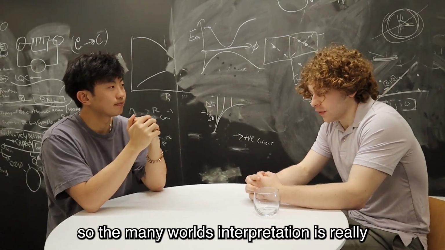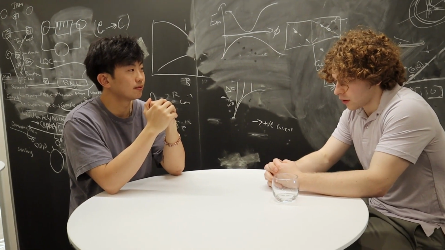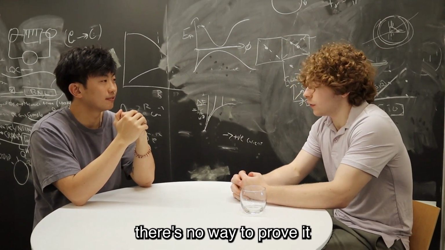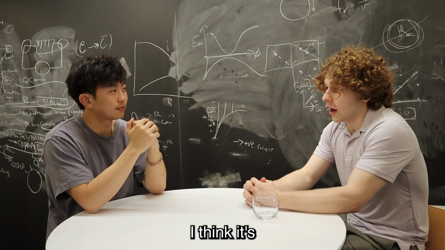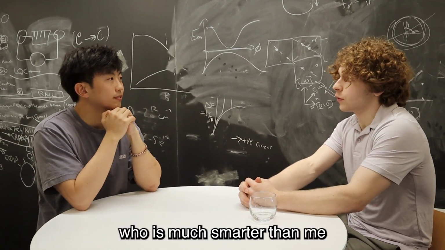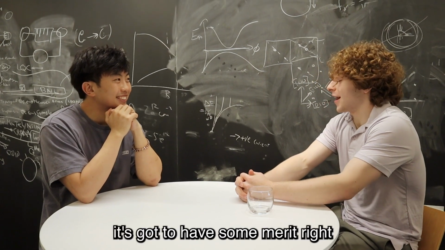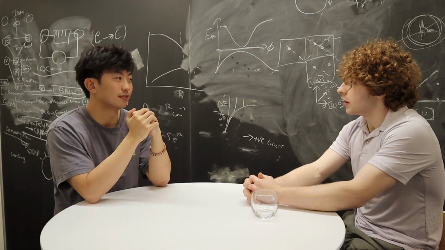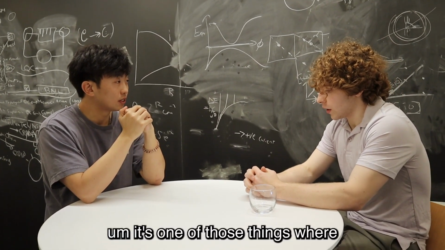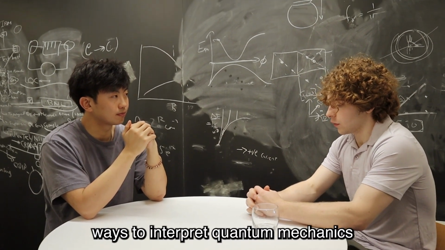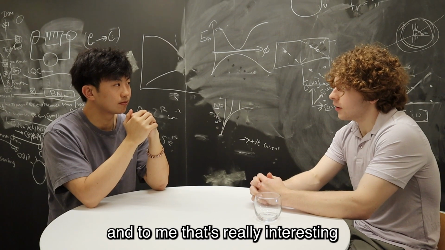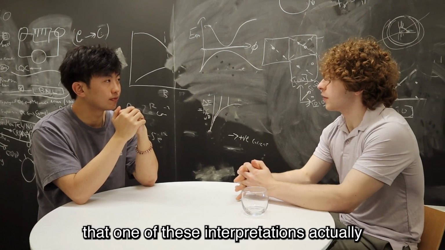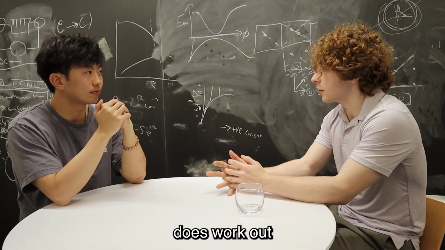So the many worlds interpretation is really, really interesting. The problem with it is just that, as we know, there's no way to prove it, right? And so I think it's fine as a physical theory. David Deutsch, who is much smarter than me, believes it, and so it's got to have some merit, right? I don't necessarily believe it, but I don't also not believe it. There are a bunch of different ways to interpret quantum mechanics, and to me that's really interesting, because it means that there might be more stuff that we haven't fully understood yet that might make one of these interpretations actually work out, right?